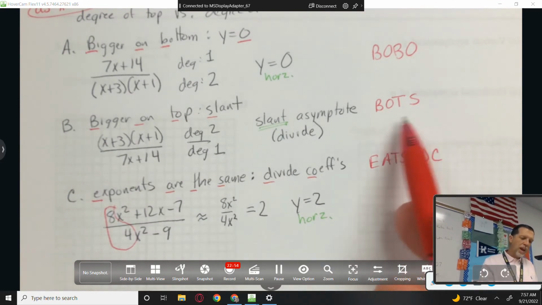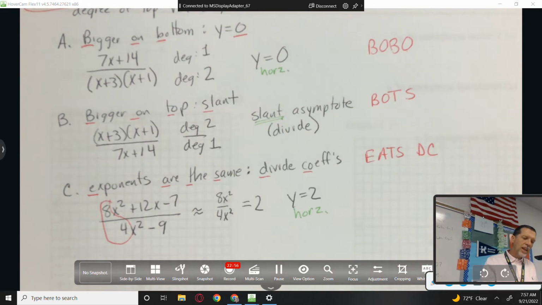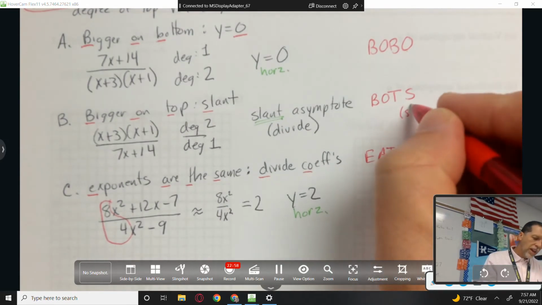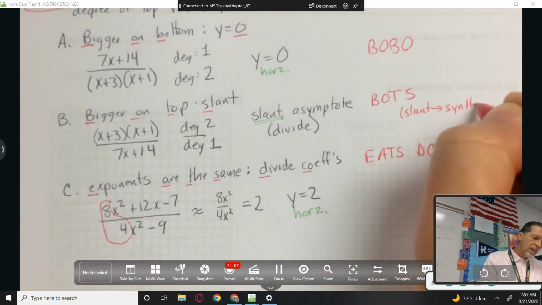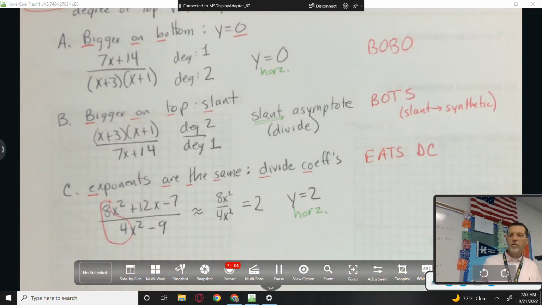Bots is a pain because you have to slant. And by the way, slant usually means synthetic. So sometimes people get confused on what the S means, but it doesn't matter. It means both of those things, slant or synthetic. So Bobo Bots eats DC. Again, we'll get used to it. We'll be okay.